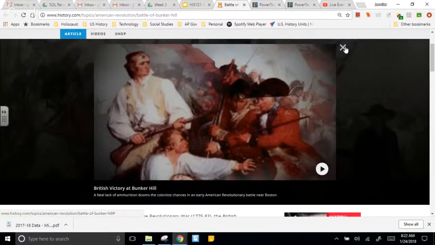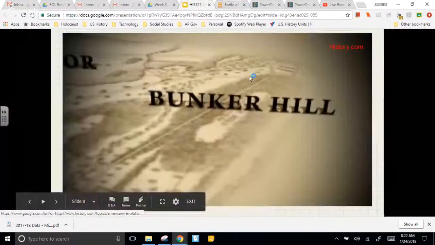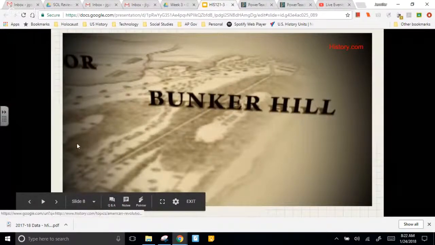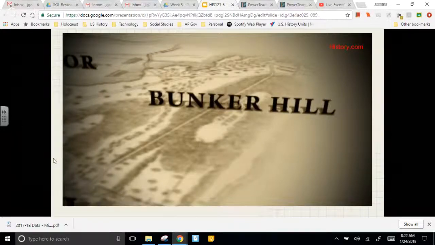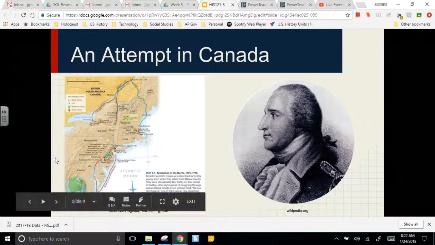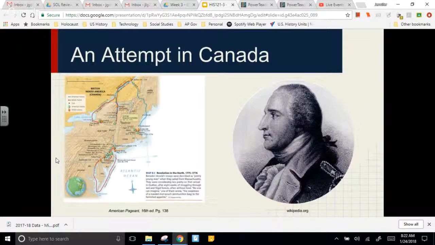All right, so the Battle of Bunker Hill, while not a victory for the colonists, does provide a significant morale boost and also shows the British that they have a harder fight ahead of them. That fall, the battles will continue and move west.